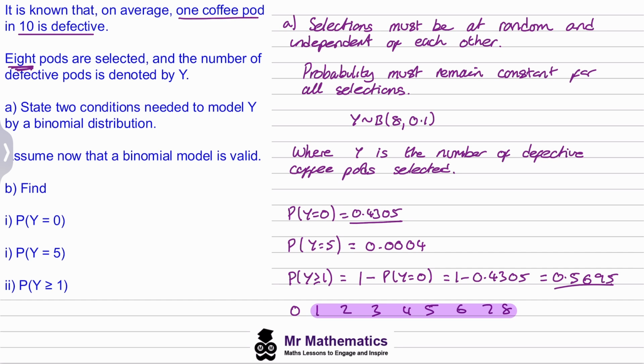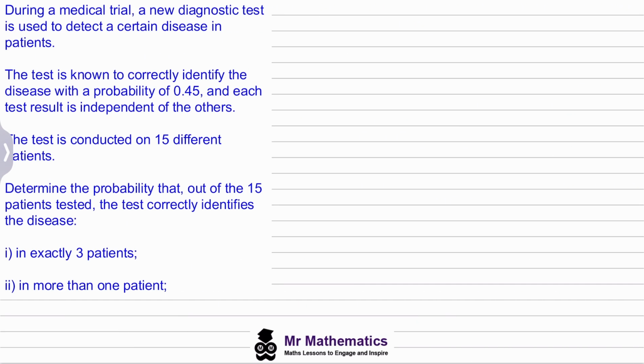Let's try another question. So in this question, we're told that during a medical trial, a new diagnostic test is used to detect a certain disease in patients, and the test is known to correctly identify a disease with a probability of 0.45, and each test result is independent of the others. The test is conducted on 15 different patients. We've been asked to determine the probability that out of the 15 patients tested, the test correctly identifies the disease in exactly 3 patients and in more than 1 patient.